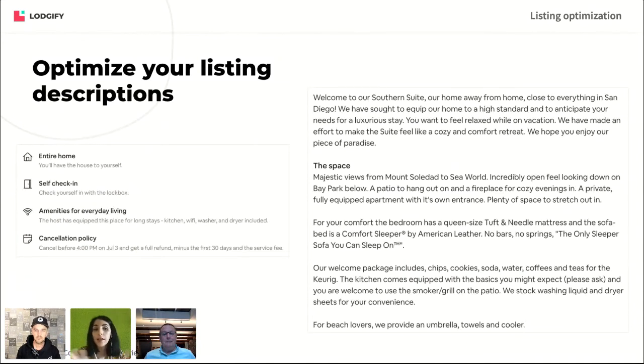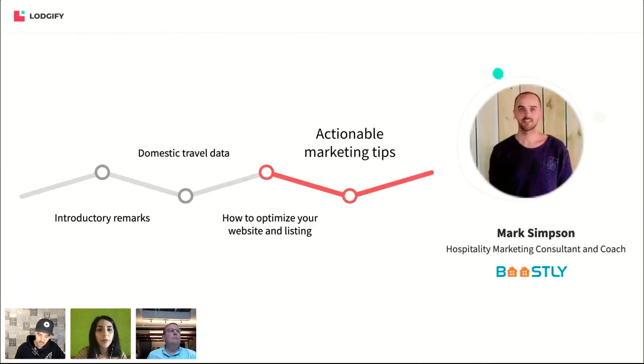Listing descriptions, as I mentioned, just try to target your type of audience. So for example, if you want to target group travelers or families, then mention that you have some kid-friendly spaces, or you have a big backyard, for example. All these things are very important to include. So those are the recommendations that we have for the website and listings.